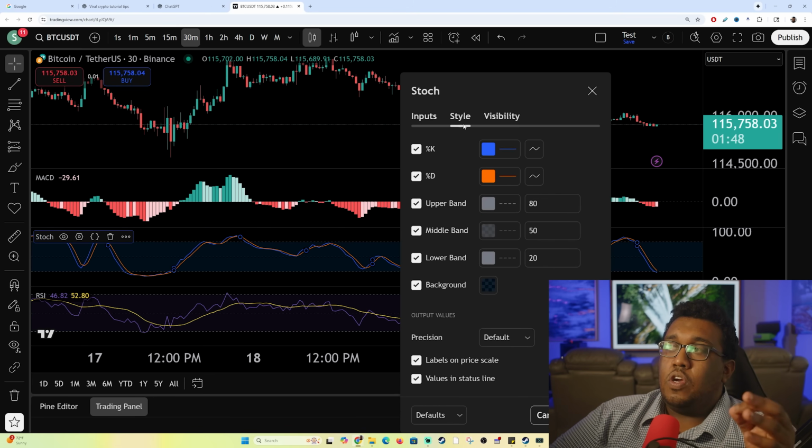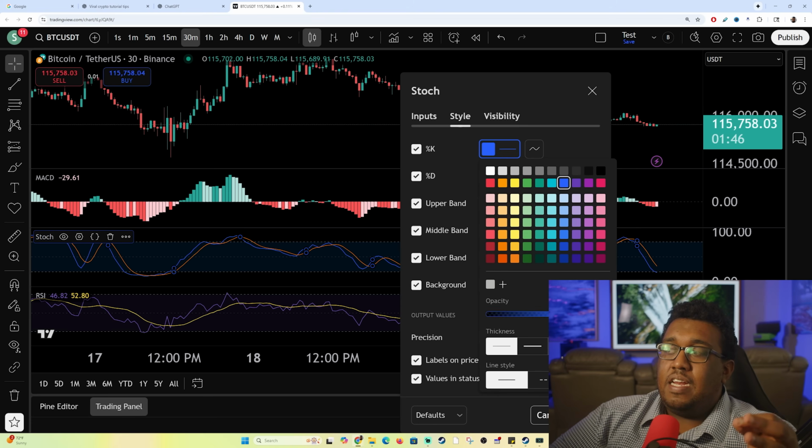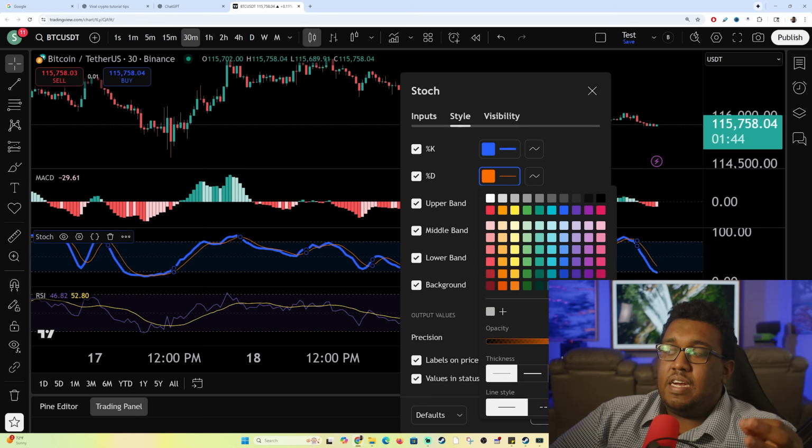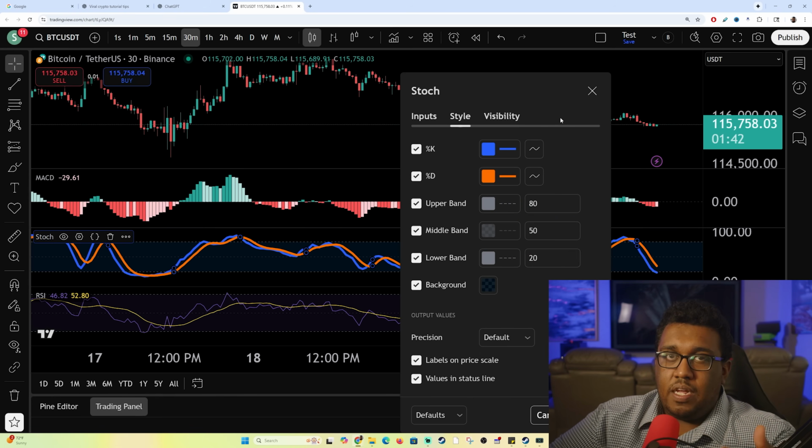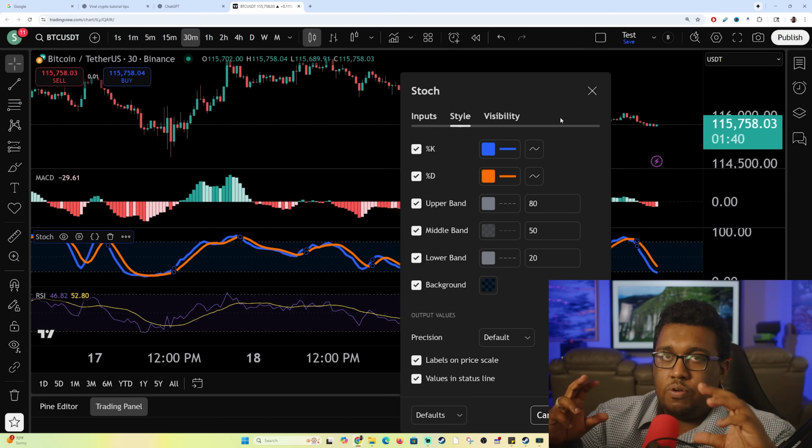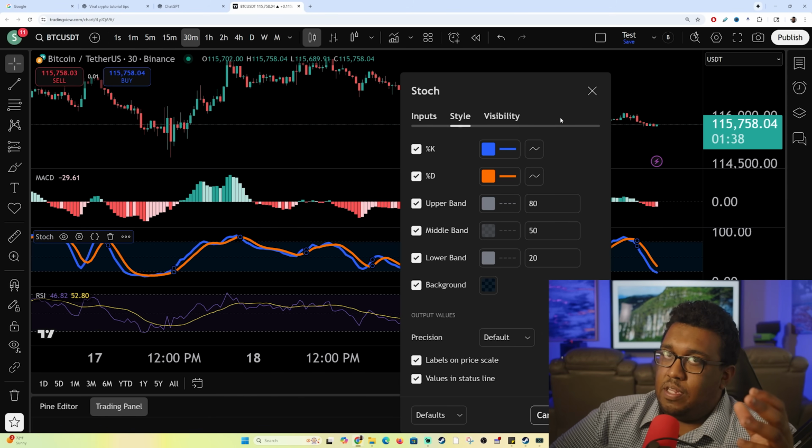Next up, guys, go over to Style and make the K line thick as possible. Make the D line as thick as possible because I'm zoomed in a lot right now. And when this goes to its tiny little corner of your chart system, it's going to be a little bit harder to see it. Next up, this is going to be interesting.